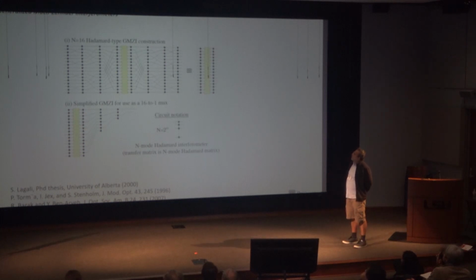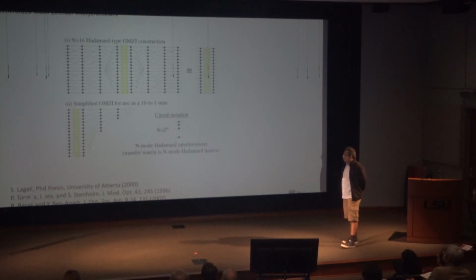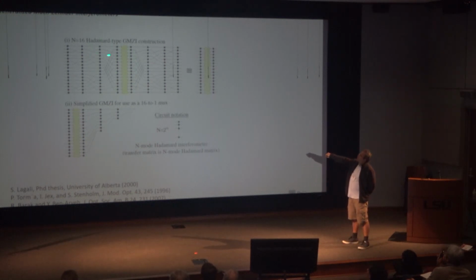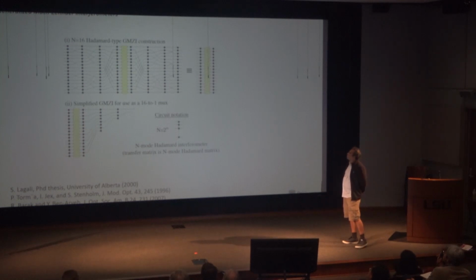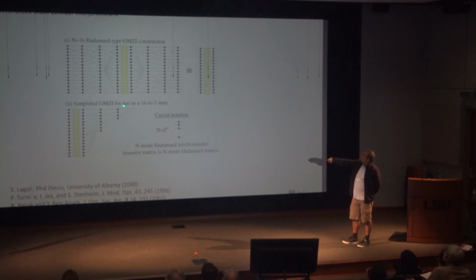Another way that we can do this is with a generalized Mach-Zehnder interferometer. These are known in the literature, but much less used than vanilla Mach-Zehnder interferometers. My 50-50 beam splitter has now been generalized to a big N by N Hadamard that does equal power splitting. And I have one layer of phase shifters that can give me either a 0 or pi phase shift in each arm.